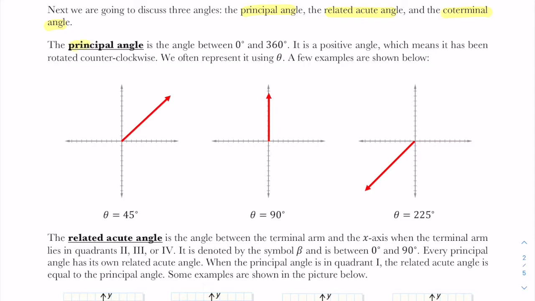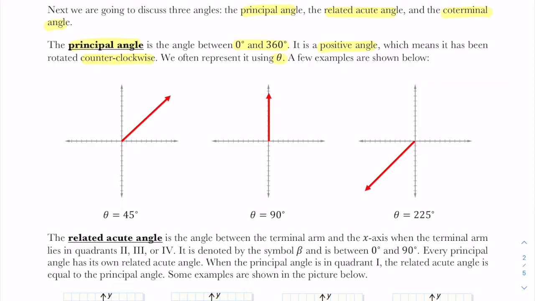This is defined to be an angle between 0 and 360 degrees. By convention, it is a positive or counterclockwise angle. We will represent it using theta. So please assume whenever you see the Greek letter theta, it's a principal angle. Here are some examples below.